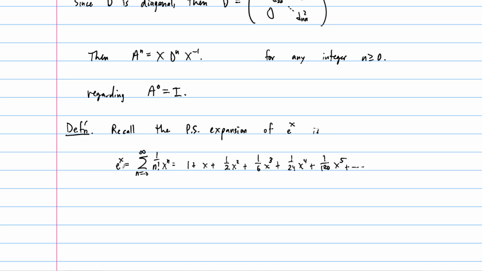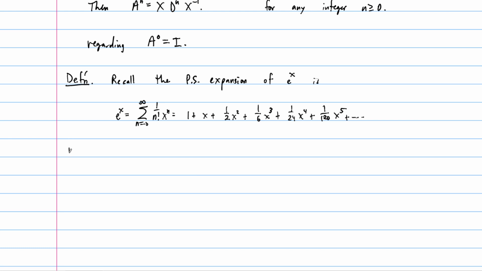The exponential itself doesn't make any sense for a matrix, but everything on the right-hand side does make sense: a constant times a matrix, a matrix squared, all that makes sense. And so we can extend this power series definition to matrices, and we write e to the A equals the sum, n from 0 to infinity, of 1 over n factorial A to the power n.